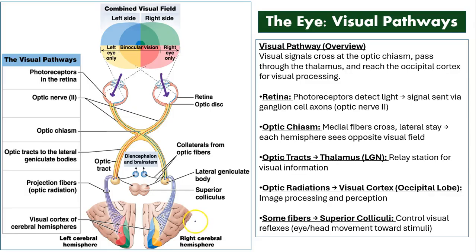So that'll pretty much be it for the overall eye. Again, we have our accessory structures. We went through our three layers. We also went through the lens and the humors, and we kind of wrapped it up with this visual pathway.